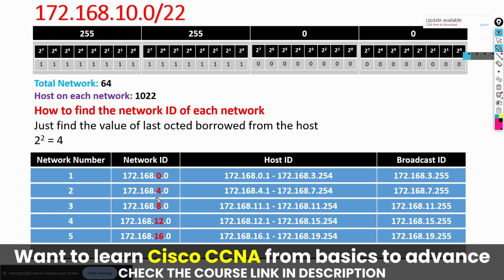Now see here the second network ID. You are able to see here 4. Just you have to minus one IP address from here. Tell me, if you minus 1, what IP address will you get here? It becomes 172.168.3.255. After 3.255, it will become what? 4.0. Getting my point? See, here we have 0. Here we have 4.